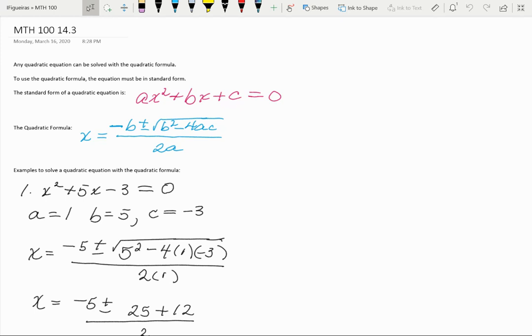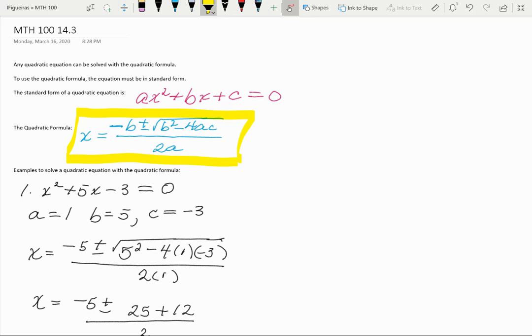So the quadratic formula is the formula that you see here in blue that I'm boxing off. So x is equal to negative b plus or minus the square root of b squared minus 4ac, and that entire numerator is over 2a. The a, the b, and the c come from the equation in standard form, where a is the coefficient of x squared, b is the coefficient of x, and c is your constant.